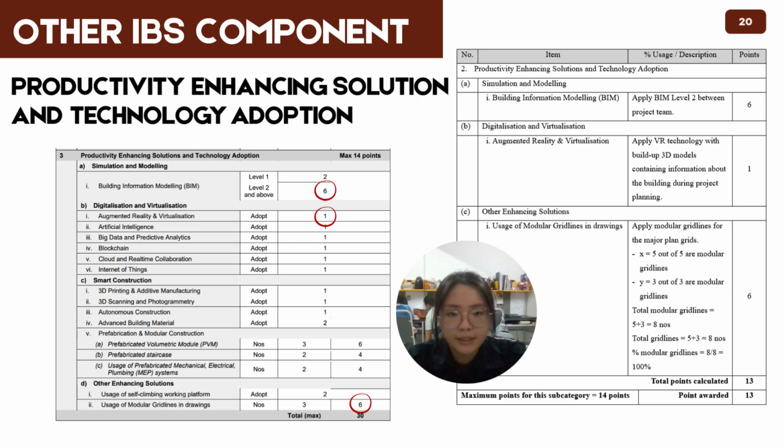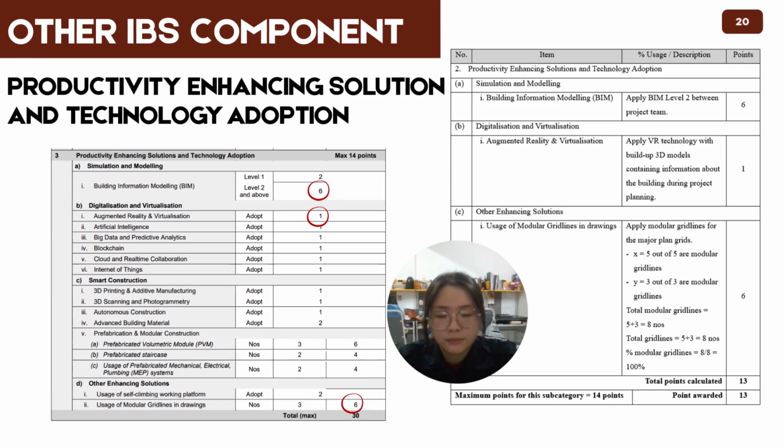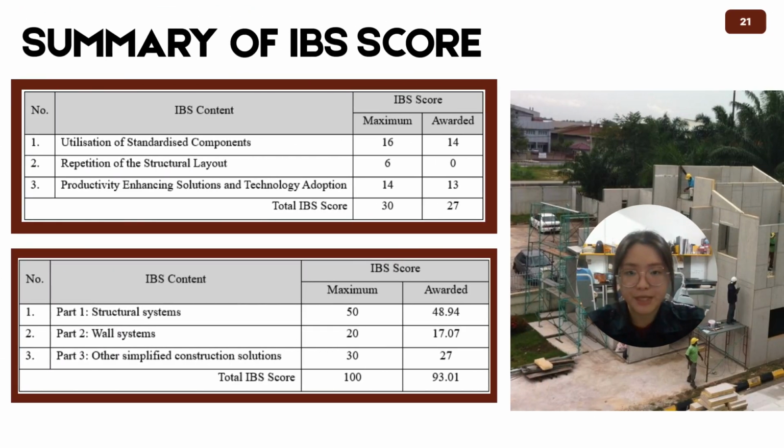And another enhancing solution is the usage of modular grid line in drawing. We use 100% of the modular grid line in this project. Thus, we obtain a point of 6. The total point calculated is 13, which is not exceeding the maximum point, so the point awarded is 13. This is the summary of IBS score.